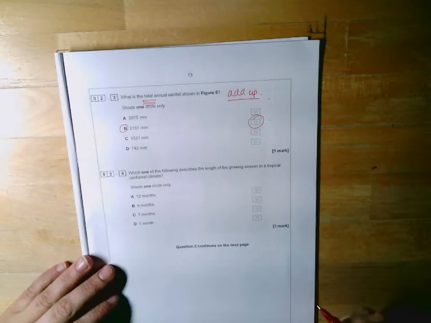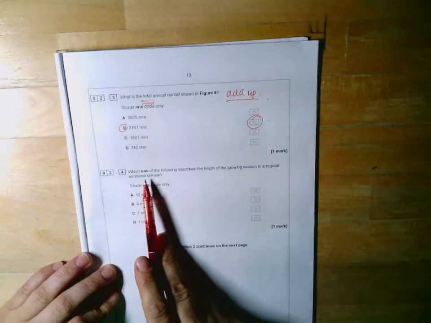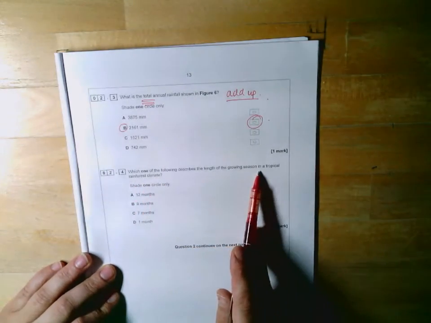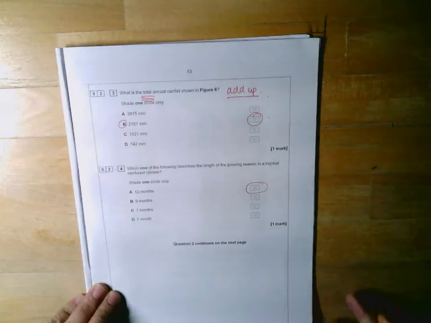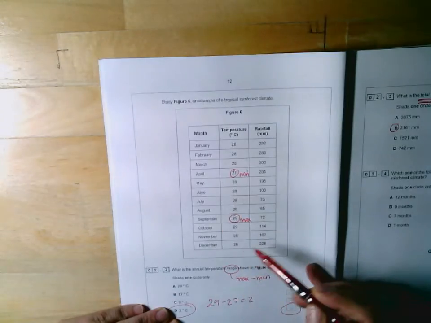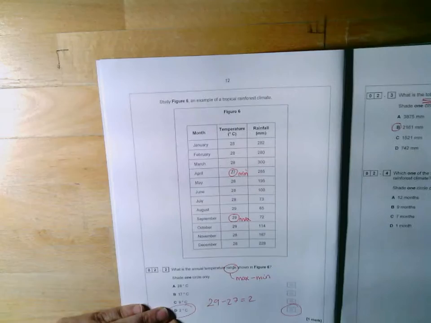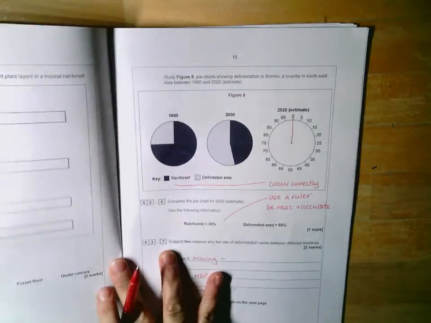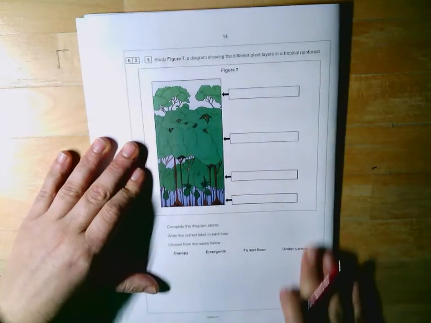Okay, back to this. So you've got to say which one of the following describes the length of the growing season in a tropical rainforest climate. Well, it's 12 months because the trees, although they might have a flowering system, for the whole time the temperature and rainfall is such that plants can flower. And one species might flower on an annual basis, but some species will always be flowering at some point in the rainforest. It's a 12-month growing season.